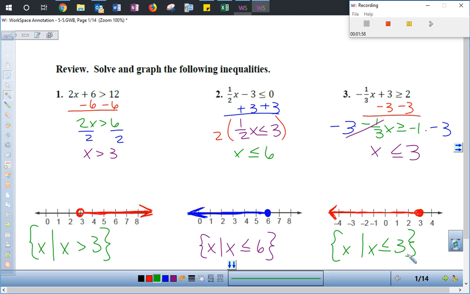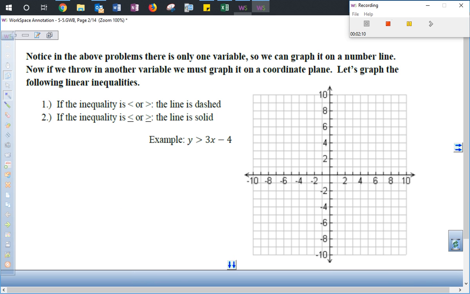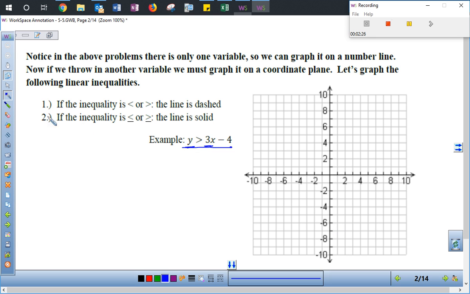So I want you to take note on number 1, 2, and 3. We only have one variable in each one of these problems, and our number line is nice and flat. It's one-dimensional. It goes left to right. Now, if we look at this example here, we're going to talk about what happens when we have two variables, an x and a y. Now, instead of a number line, we have a coordinate grid because we have left to right and up and down.